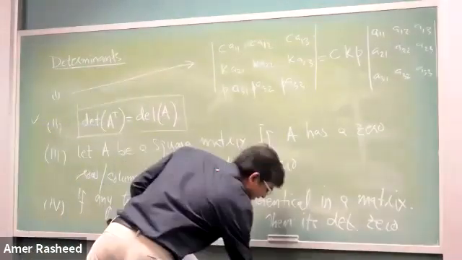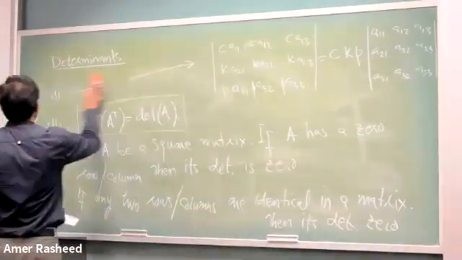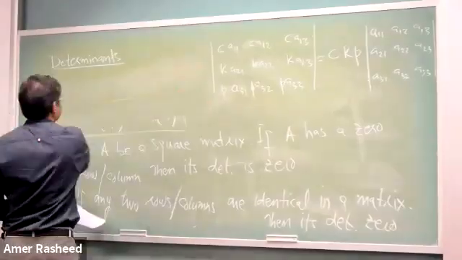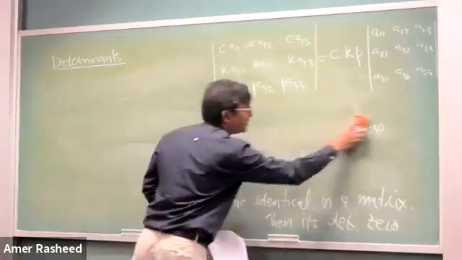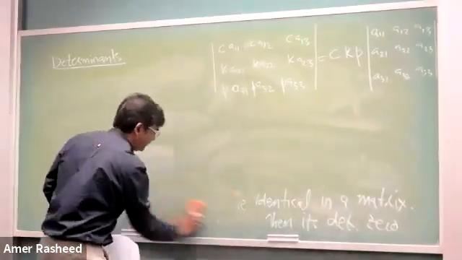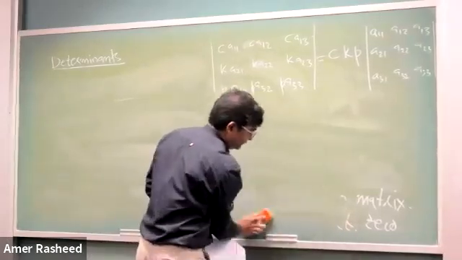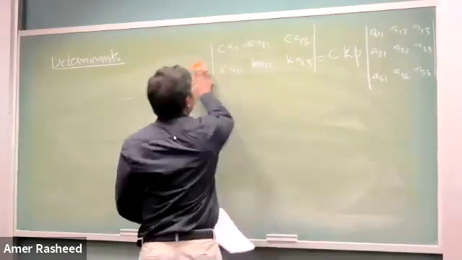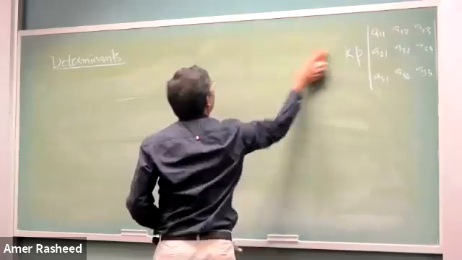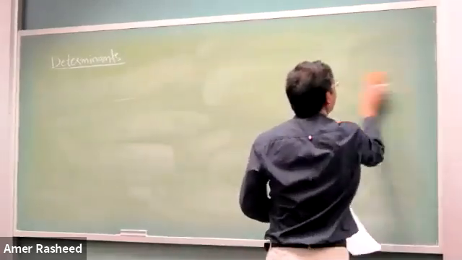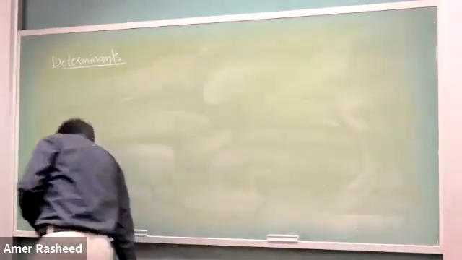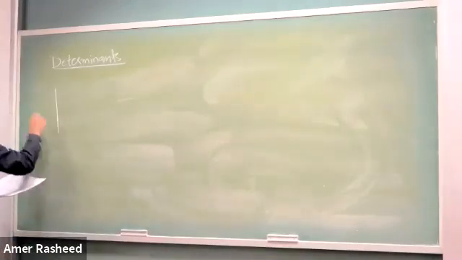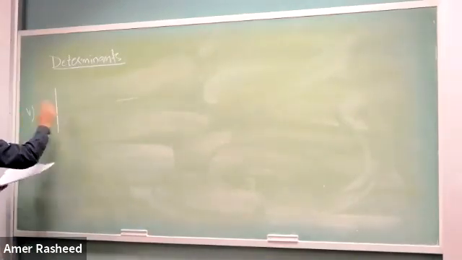Let's do one or two more properties, the remaining properties we will do in the next lecture. These are very simple properties. You just have to remember them. You have to keep them in mind while working with determinants. Another very interesting property is the fourth or fifth, whichever it is.